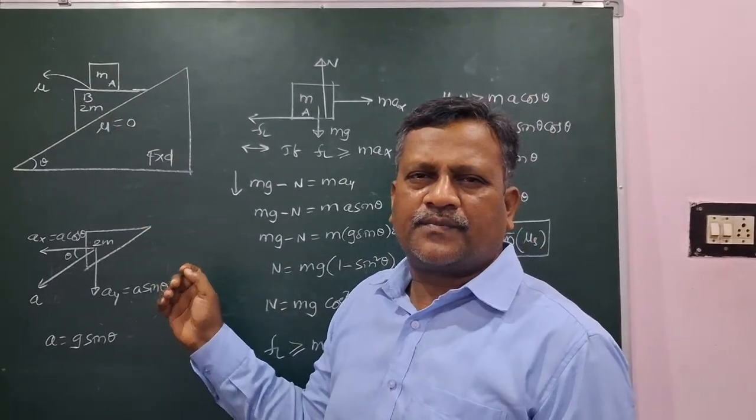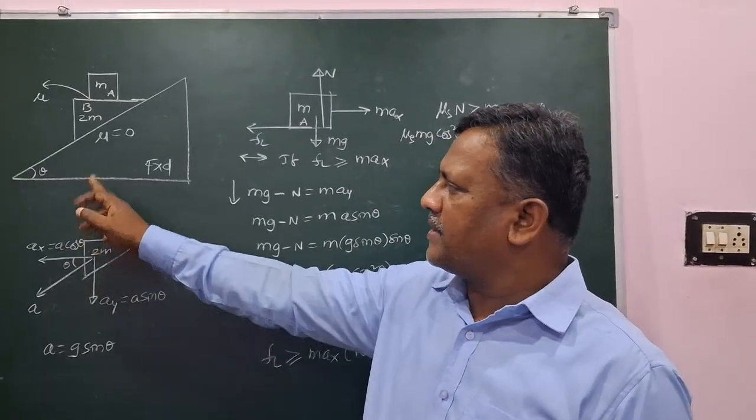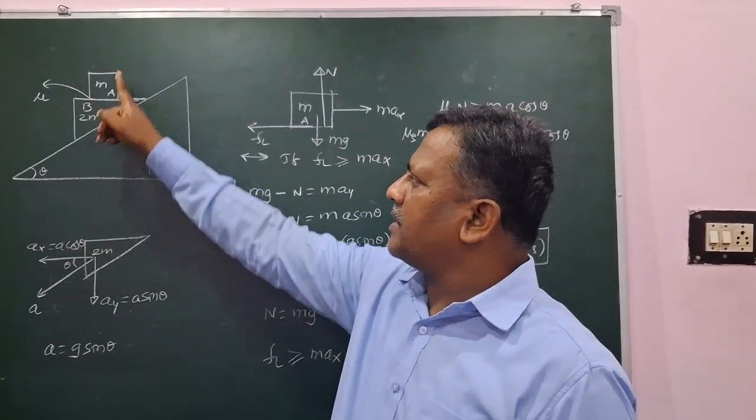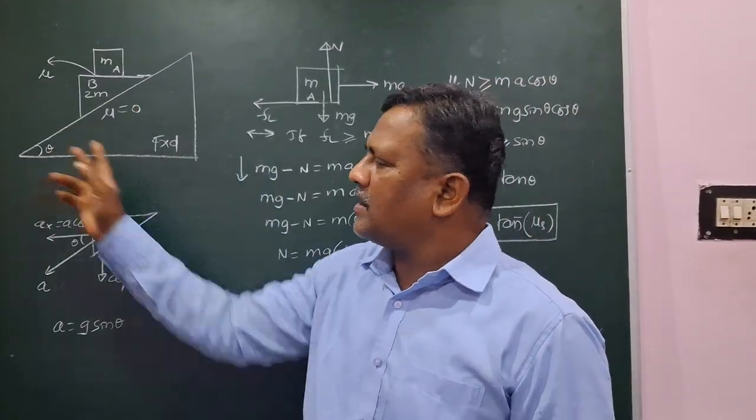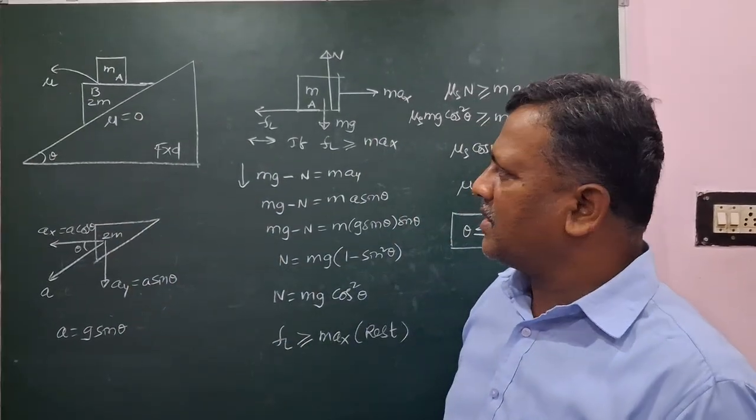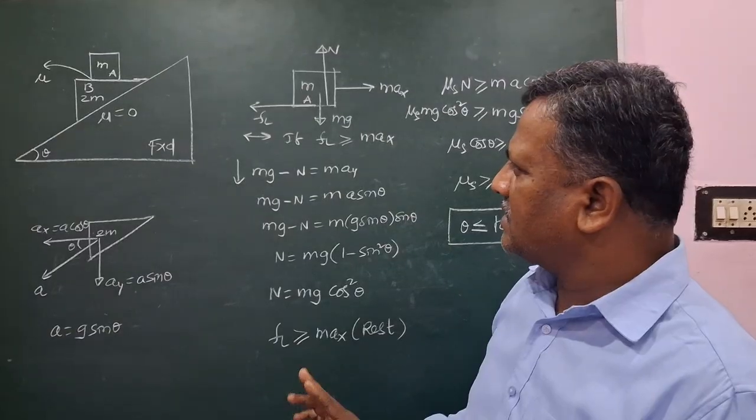Now the problem is: find the minimum angle of inclination such that block A is at rest relative to B while moving on this smooth inclined plane or wedge. Here is the problem.